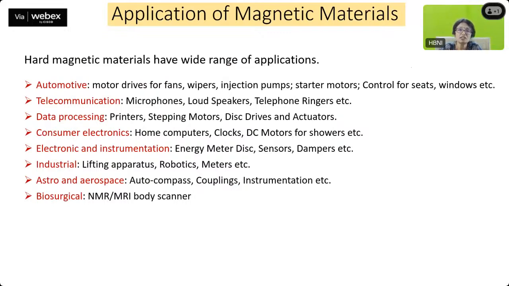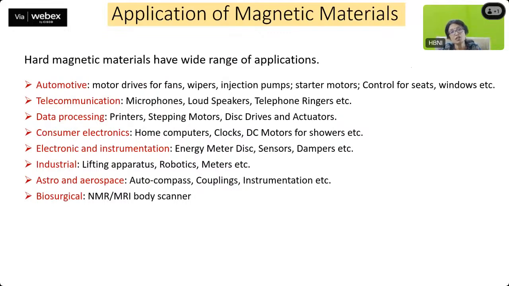Then what are the different applications of magnetic materials? Hard magnetic materials have a wide range of applications. In the automotive industry, you find magnets applied in motor drives for fans, wipers, injection pumps, and control for seats and windows. They all have some kind of hard magnets being utilized. In the telecommunication industry, for microphones, loudspeakers, telephone ringers, you have these different kinds of hard magnets being used. Then in data processing, in printers, stepping motors, disk drives, actuators.